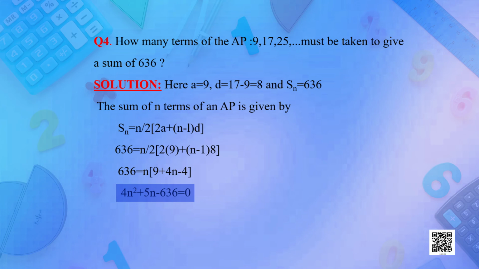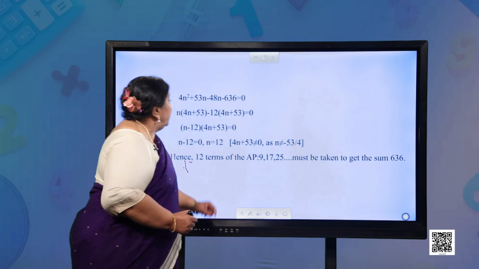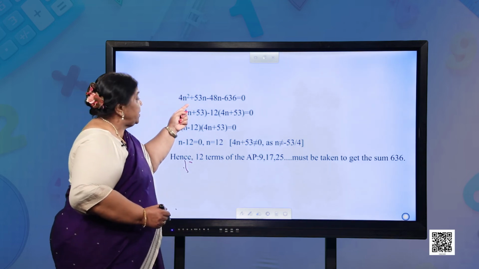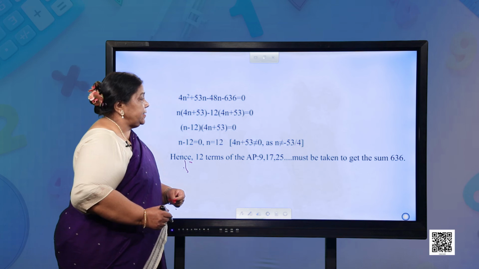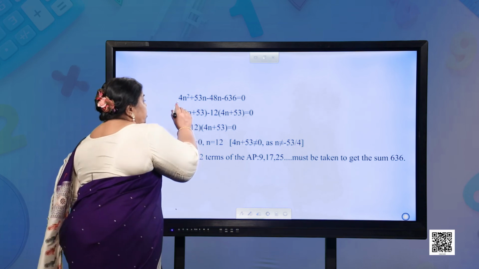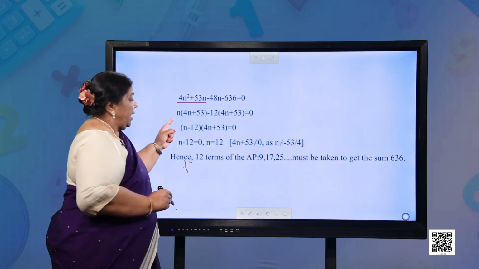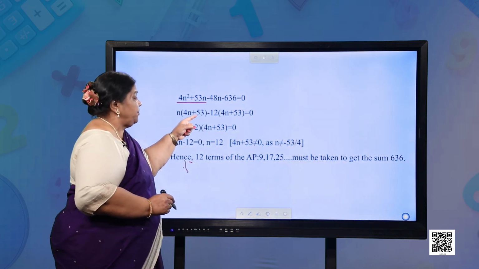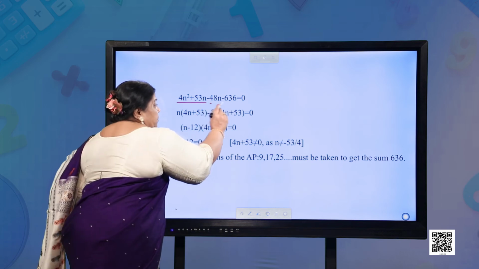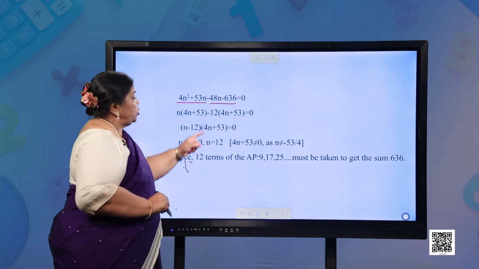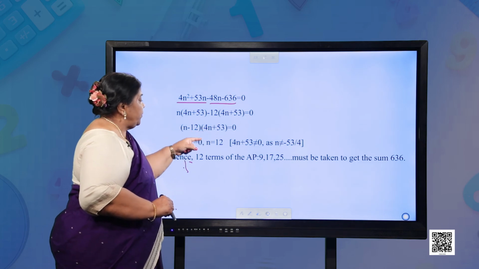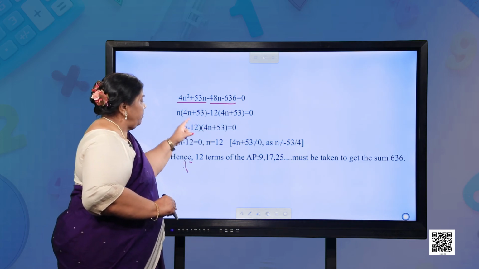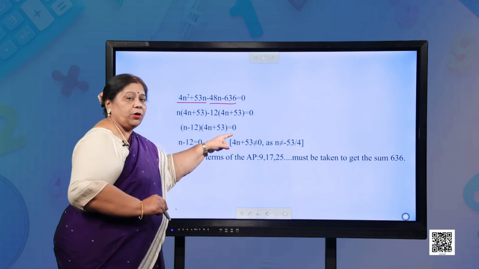Let us solve this quadratic and find out the value of n. We have 4n square plus 53n minus 48n minus 636 is equal to 0. Now, what is common in these two terms? n is common. So, n into 4n plus 53. Here you can observe 12 is common. So, you get 4n plus 53 here also. Thus, the two factors are n minus 12 and 4n plus 53, and their product is equal to 0.